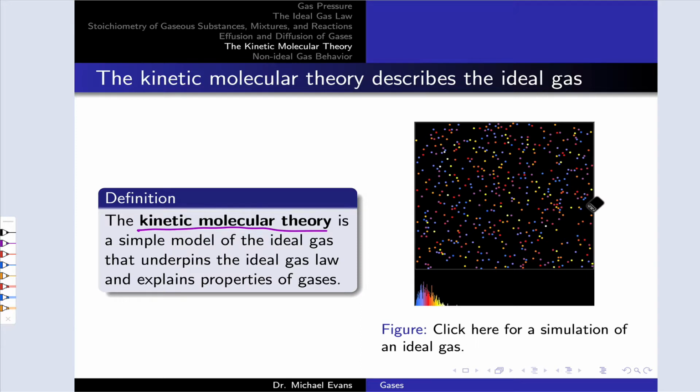So let's start with the kinetic molecular theory. The kinetic molecular theory is a simple model of the ideal gas that underpins and gives rise to the ideal gas law and explains the properties of gases. And in fact, you don't need a computer simulation to understand how the kinetic molecular theory gives rise to the ideal gas law. The ideal gas law was proven from the tenets of kinetic molecular theory in the 19th century. So this has been known since way before computers came around.